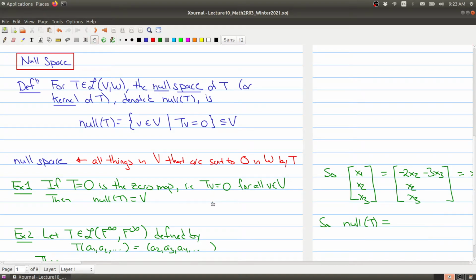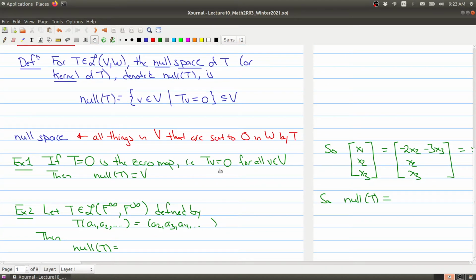Okay, what about another example? Here's an interesting function. We haven't done too many of these yet. Here we're looking at the vector space F infinity, and we're looking at linear maps from F infinity to F infinity. Remember that these are infinite sequences, a1, a2, and so on, and we're mapping it to a new infinite sequence. The map takes an infinite sequence a1, a2, and so on, and it truncates the a1, it removes the a1 and then moves all the elements over. So a2 now becomes the first one, a3 becomes the second one, a4 becomes the third one, and so on. So chop off the first element and then shift everything over.